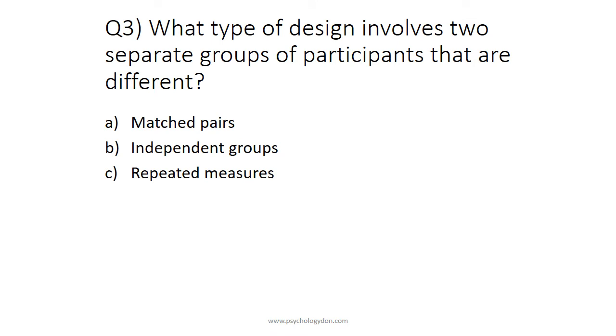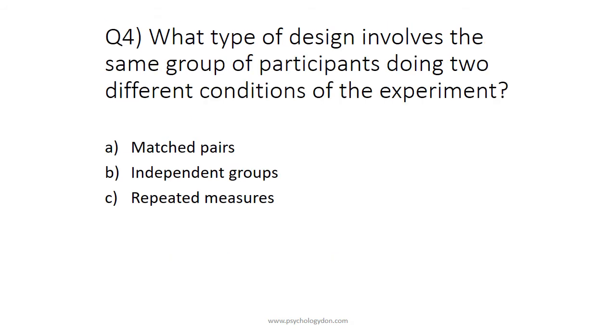So what type of design involves separate groups of participants that are different? Is it A, matched pairs, B, independent groups, or C, repeated measures? The answer is B, independent groups. So what type of design involves the same group of participants doing two different conditions of the experiment? Is it A, matched pairs, B, independent groups, or C, repeated measures? The answer is C, repeated measures.